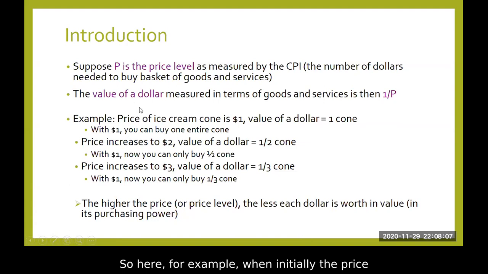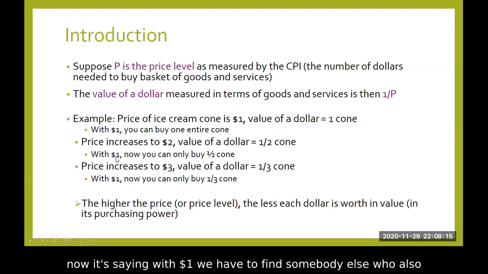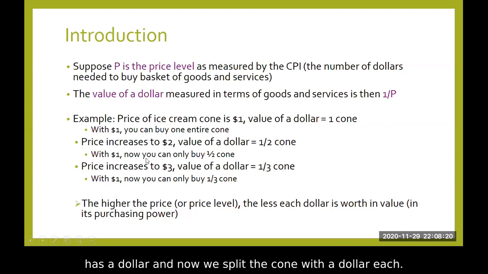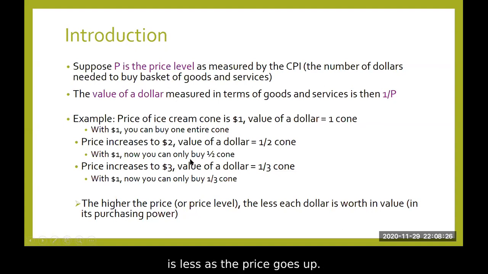So here, for example, when initially the price of an ice cream cone is $1, then with a dollar, we can buy one entire cone. If the price were to increase to $2, now with $1, we have to find somebody else who also has a dollar, and now we split the cone with a dollar each. So each dollar, in terms of what it's able to buy, is less as the price goes up.